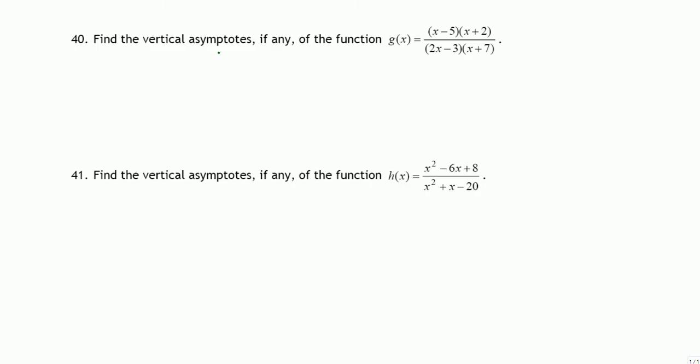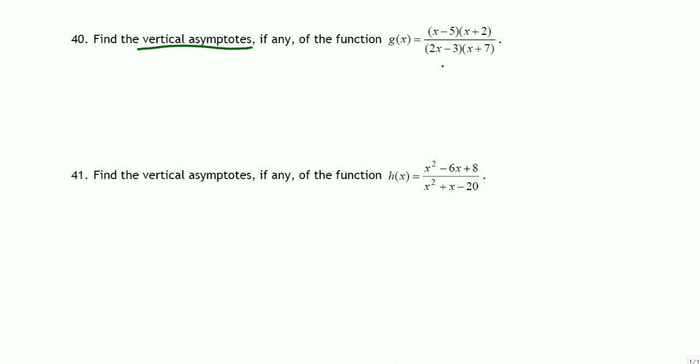Find the vertical asymptotes, if any, of this function. This is a rational function. When we multiply, we have a polynomial. So to find the vertical asymptotes, what we have to do is factor the top, factor the bottom, and cancel out the common factors, if any. In this case, the top is already factored, the bottom is already factored, so there is no cancellation.